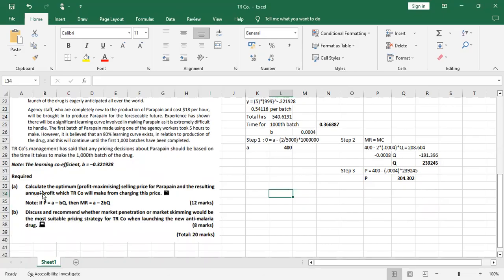So we have solved the first half of part A, where he says to calculate the profit maximizing selling price of para bale. But further he says to calculate the resulting annual profit which TR will make from charging this price. So now we will do what? We will calculate the profit.